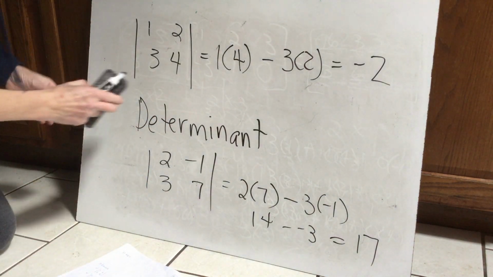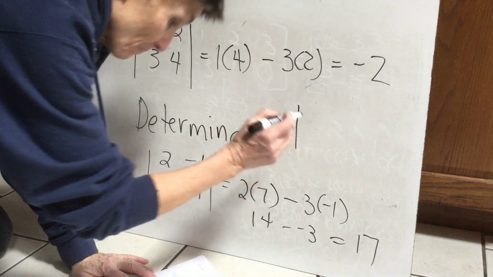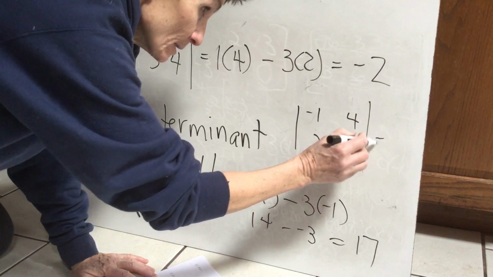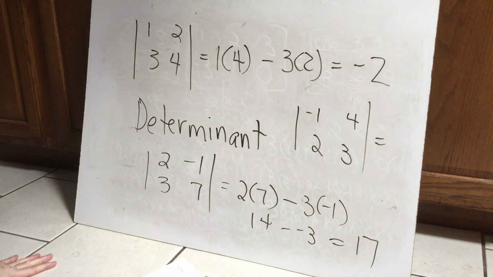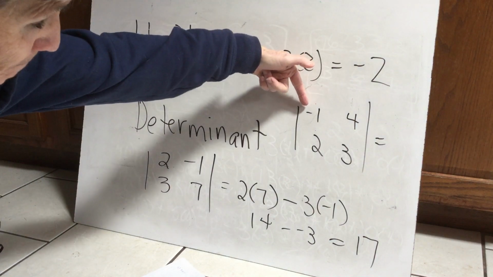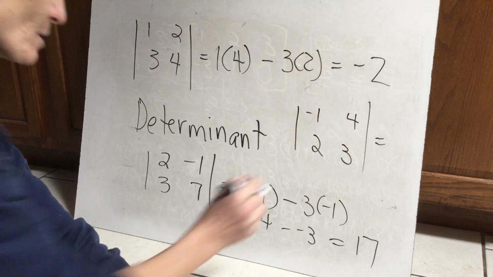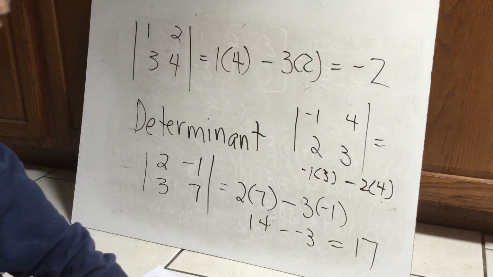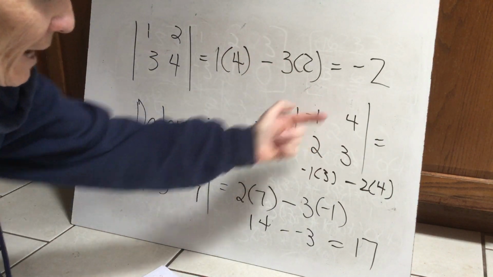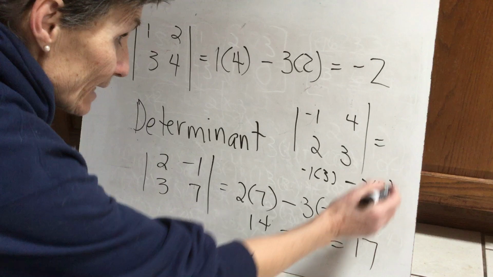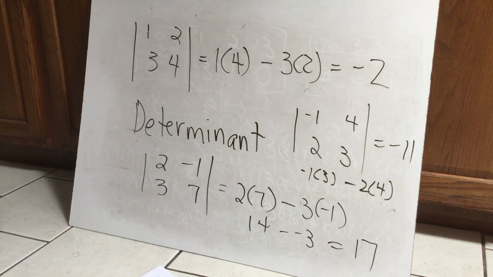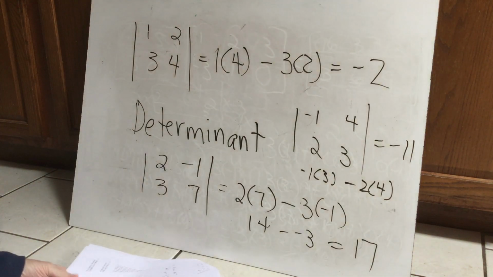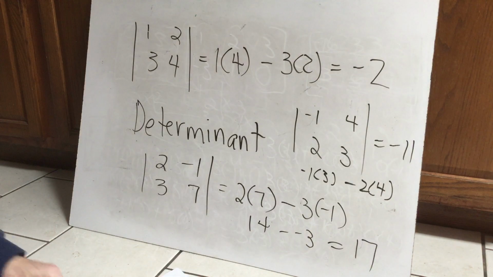Okay, there's one more. Hopefully you've got this one done maybe already. I think I'll try to squeeze it in right here. We're going to evaluate -1, 4, 2, 3. So again, remember where you must start. You must start right here. So we're going to have -1 times 3, 2 times 4, and we're subtracting them. So -3 minus 8. So the answer would be -11. -11 for that determinant. Hopefully you are all A-okay with that one.